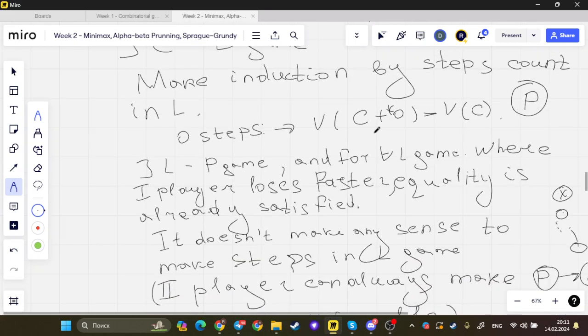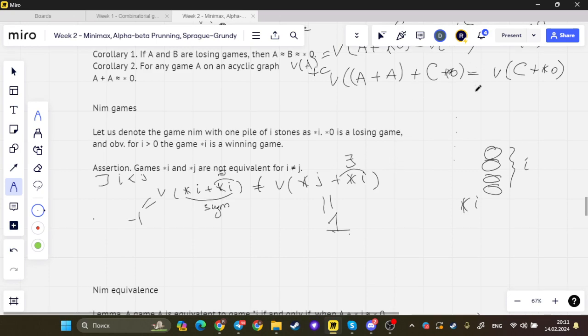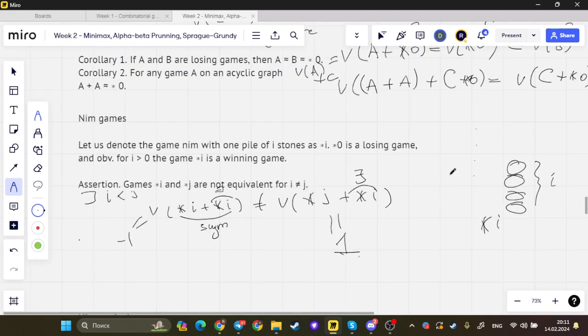Okay, next I proved. Here's the most important fact that I defined game on E stones like star E. Game on one nim pile like star E. And I proved that we have equivalence with that element, we have classes of equivalency and so on, and these classes don't intersect.